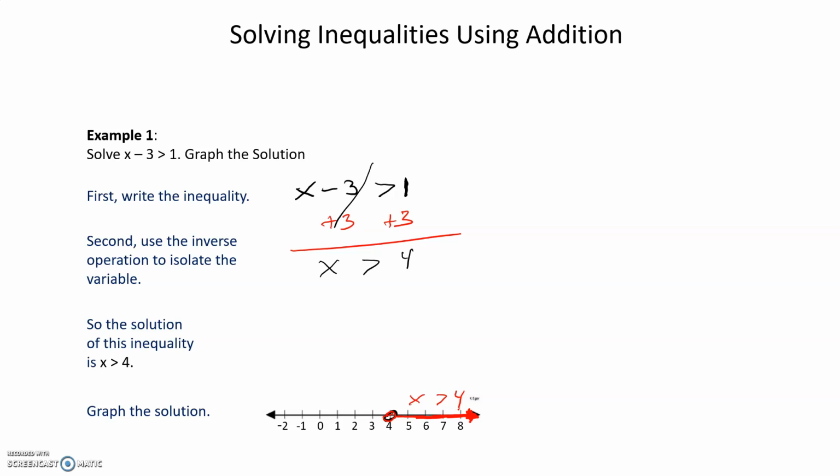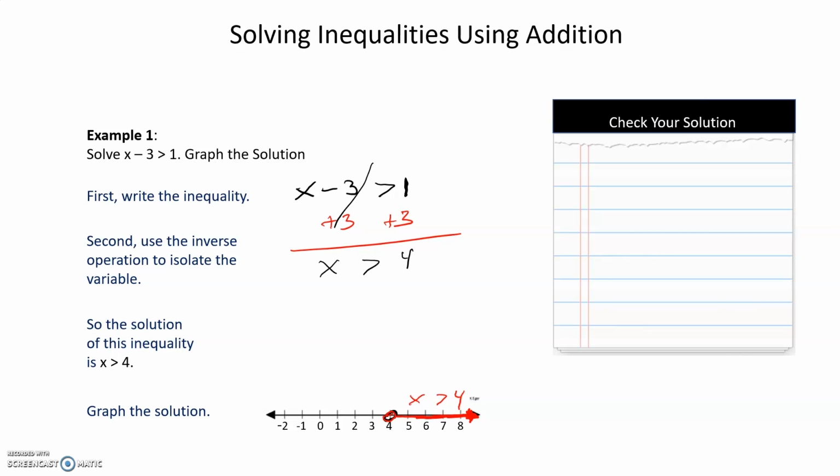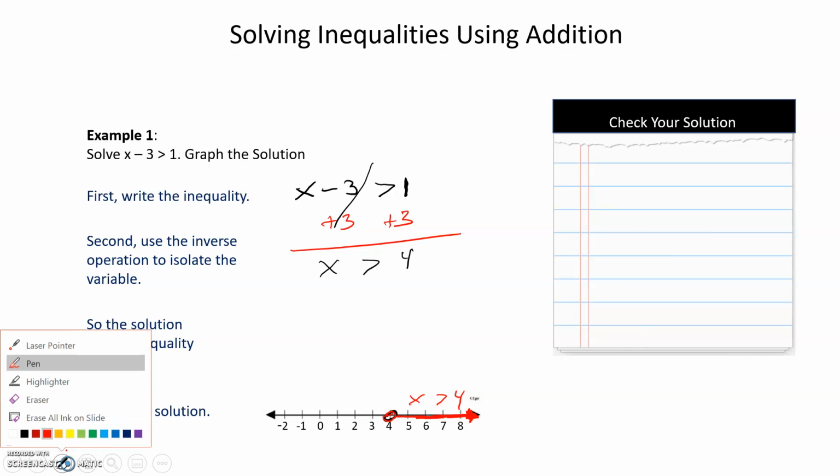All right, so that's how you solve an inequality, just like we did with the equations, and then graphing just like we did last week. You can always check your work. I'm going to look at two values on both sides of my circle, 3 and 5. I'm checking, one, if my inequality is true, and two, if I'm shaded in the right direction. So let's write the inequality up on top.